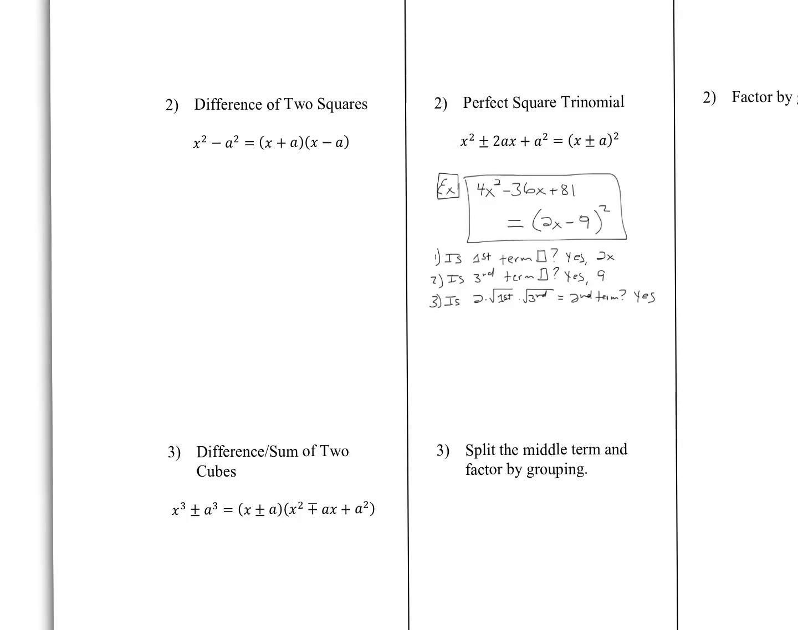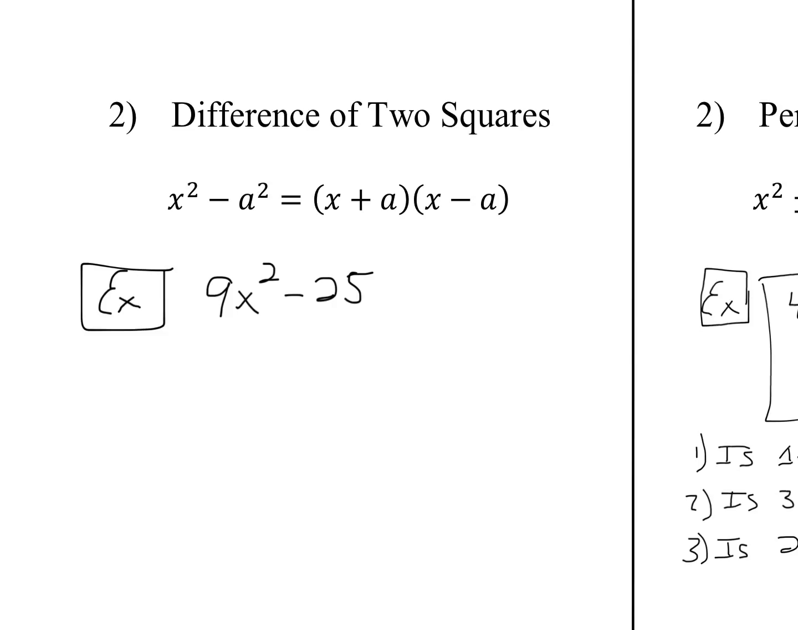The problem could be the difference of 2 squares, which means a perfect square minus a perfect square. Could be the difference or the sum of 2 cubes. Got a perfect cube and a perfect cube, you're either adding or subtracting them. Let's first look at the difference of 2 squares. This example is 9x squared minus 25.